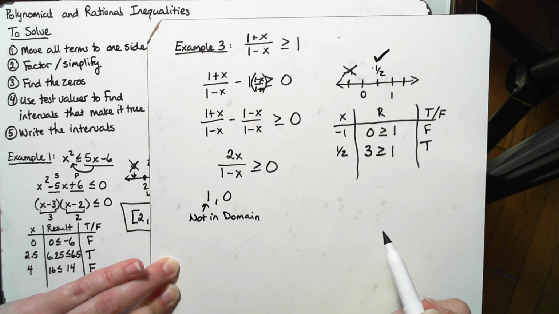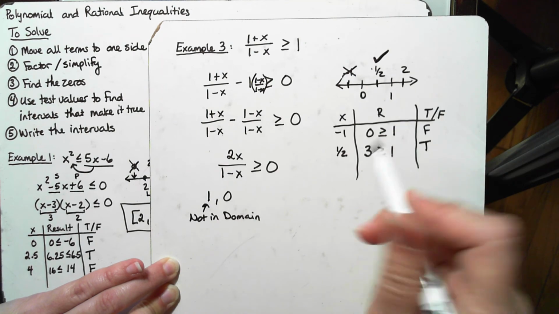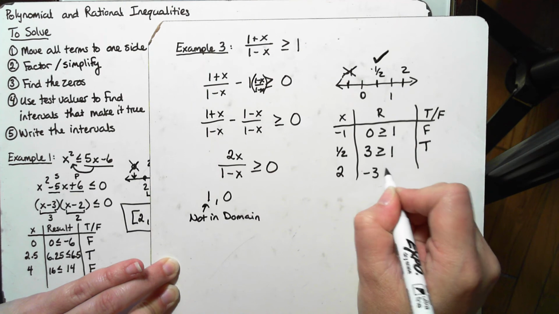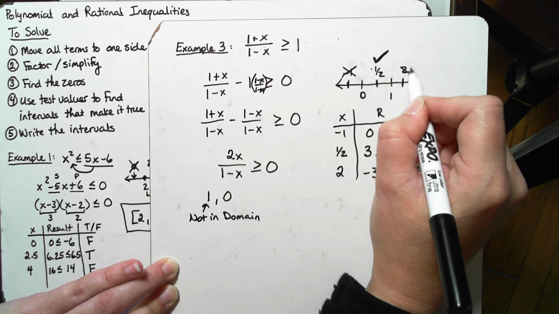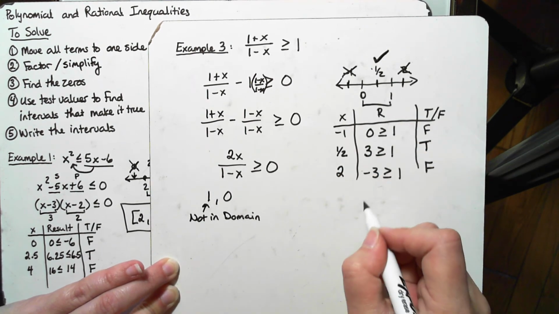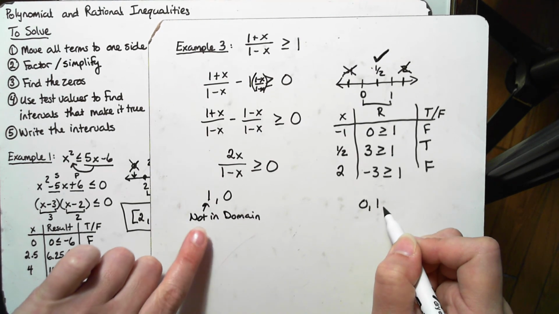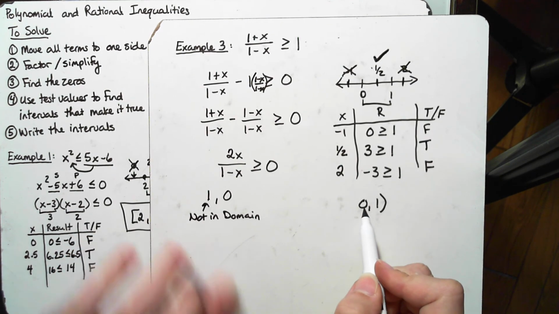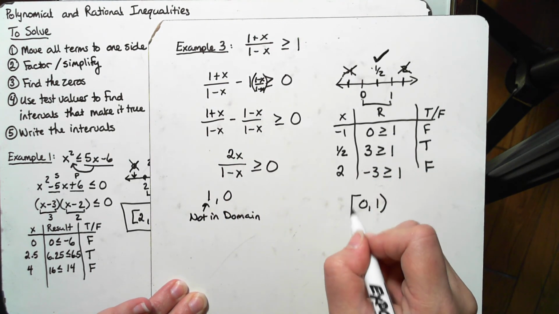Okay. Now I'll pick something greater than 1, like 2. If I put in 2 to my original inequality, I will get -3 is greater than or equal to 1, and that is false. So this did not work as well. So I just need the values between 0 and 1. Now let's think about the symbols we need here. 1 cannot be included because it's not in the domain, so I'm going to put a parenthesis. Now 0, there was an or equal to symbol here, which means that the 0 would work.